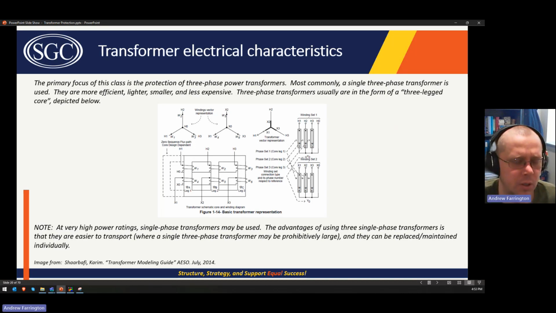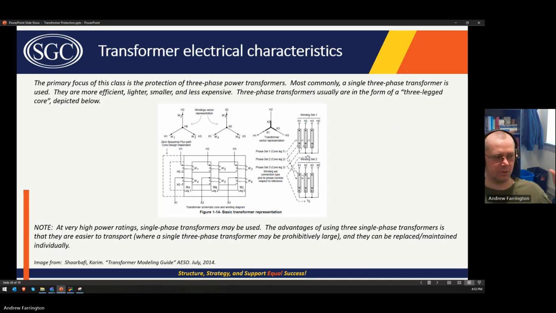They're cheaper. There is an instance where you may run into single phase transformers that are newer, like if they're just trying to replace something that has been in service for a while. And that's at really big power transformer ranges.